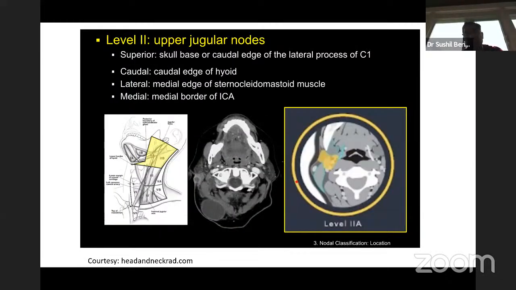And this is a level 2 node. Now, the level 2 node extends from C1 to the caudal edge of the hyoid. And whether we treat up to the skull base or not depends on the situation. In patients with N0 disease, we do not need to treat up to the skull base because higher up nodes are not at risk. In the surgical series for N0 disease, nodal involvement at the skull base level was close to 0. So in N0 disease, you can skip the upper level 2 nodes and treat 2, 3, 4 nodes. By doing so, you do not affect the risk of recurrence, but you decrease the risk of xerostomia by exposing less parotid.